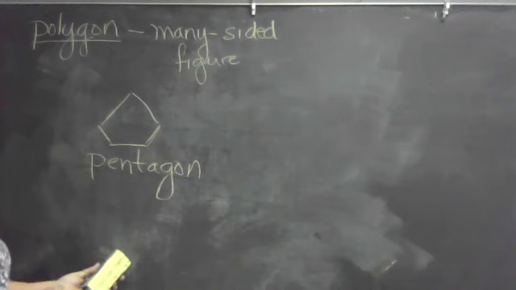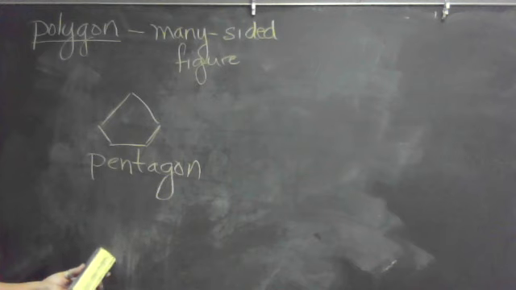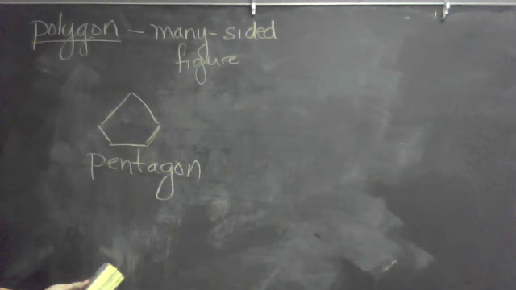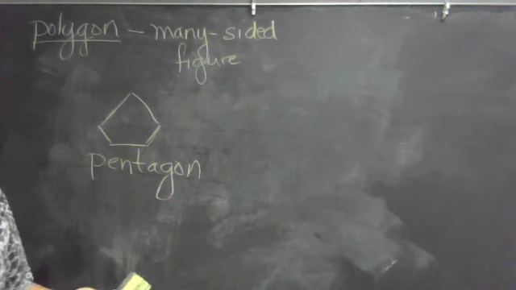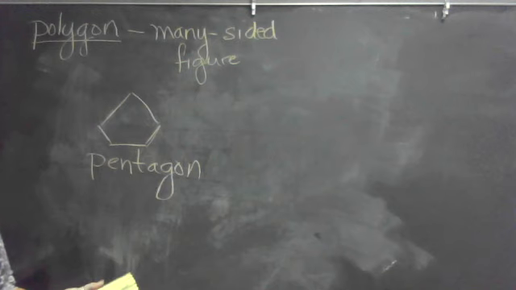What's the next one? Circle. Is it a polygon? No. No, okay. Next one, square. It's a square. Now a square, it's one of those tongue twisters. A square can be a rectangle, but a rectangle isn't always a square. So let's stop and make the difference between those two.